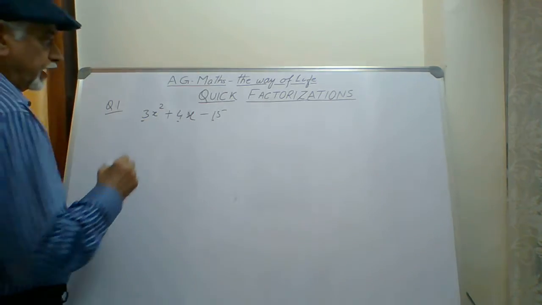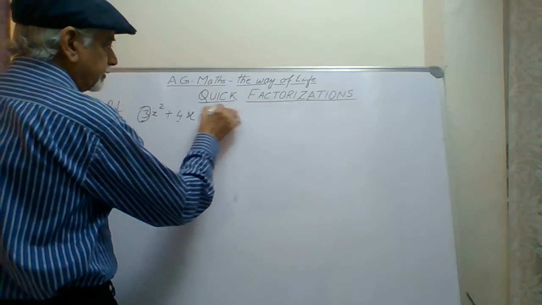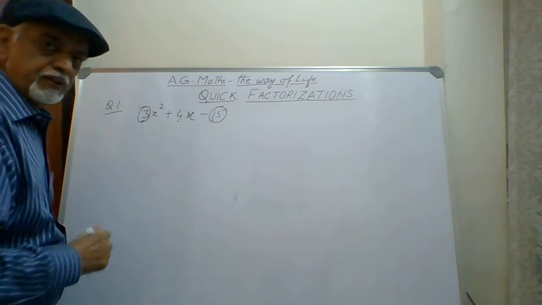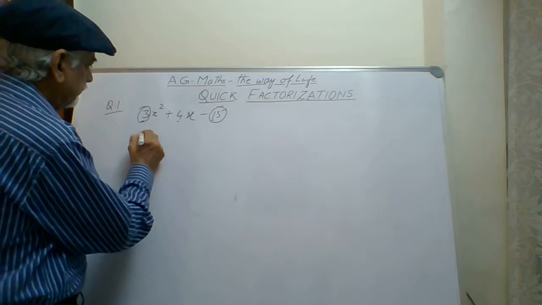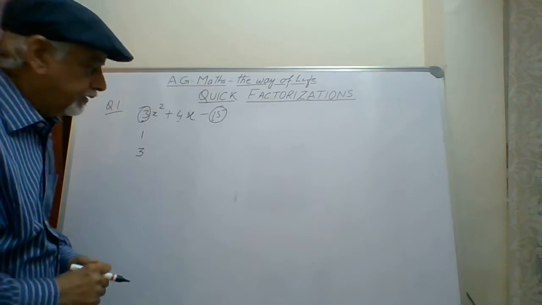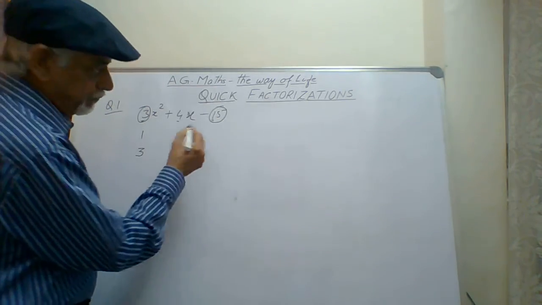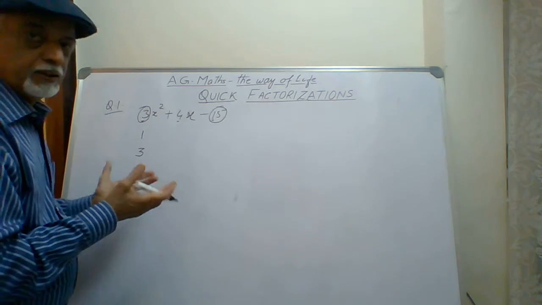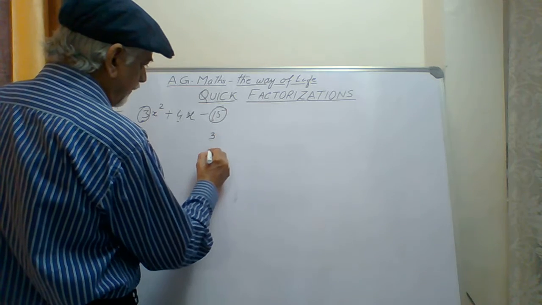My process is to factorize the coefficient of x square and the constant number separately. What are the factors of 3? 1 and 3. So I'll write 1, the smaller one, over it and the bigger one under it. And factorize the 15. We know it is 3 and 5, and 15 and 1. So 15 and 1, I don't think it will work. So let us write 3 and 5. I write 3 here and a 5 here.